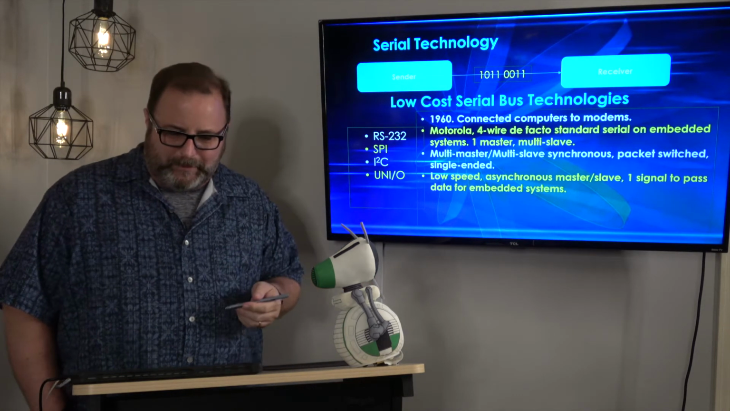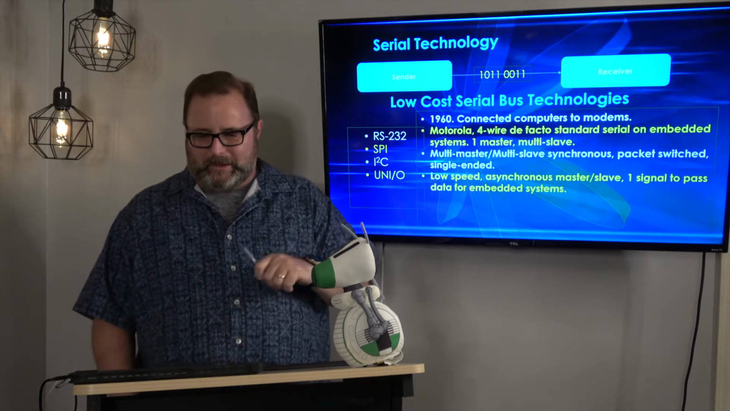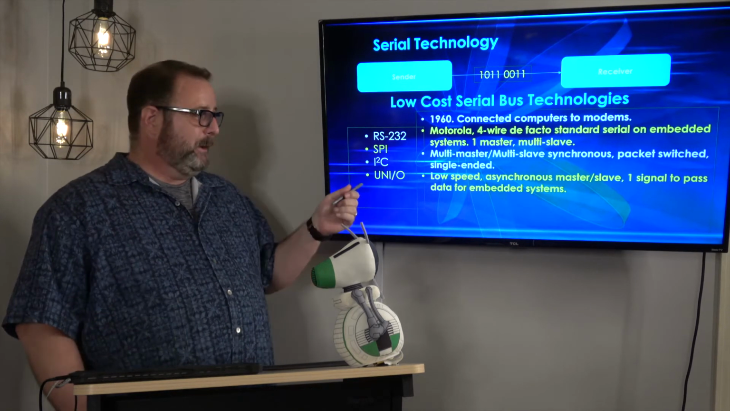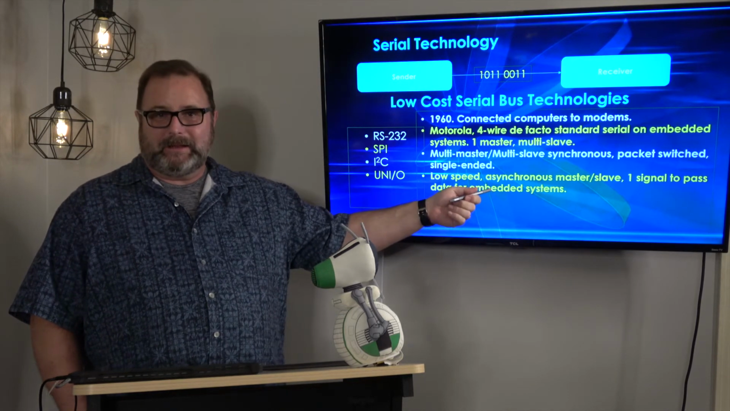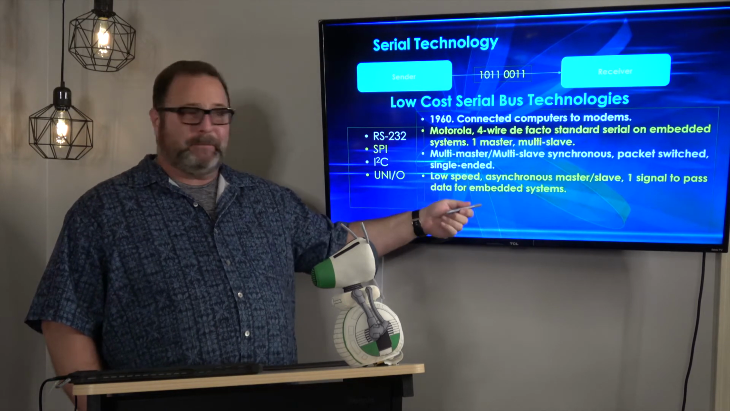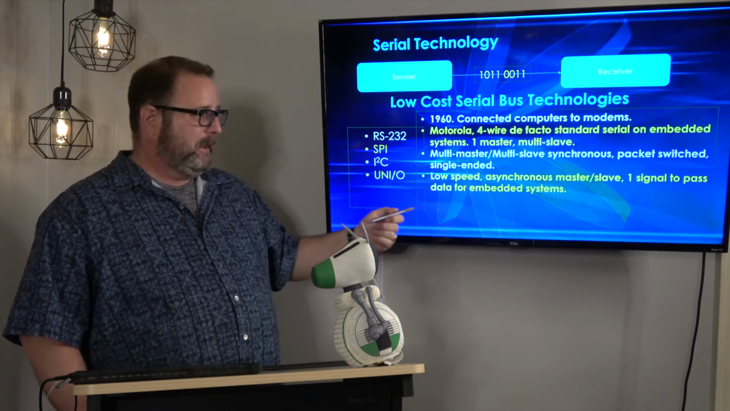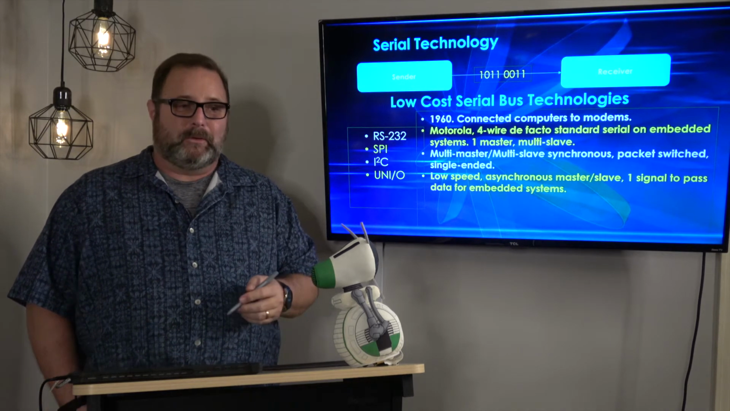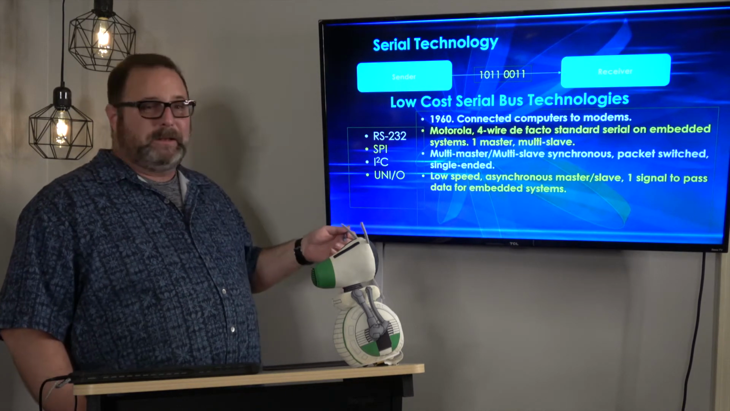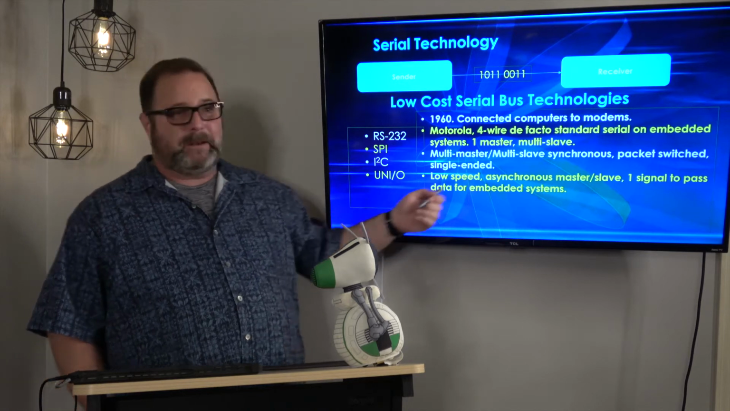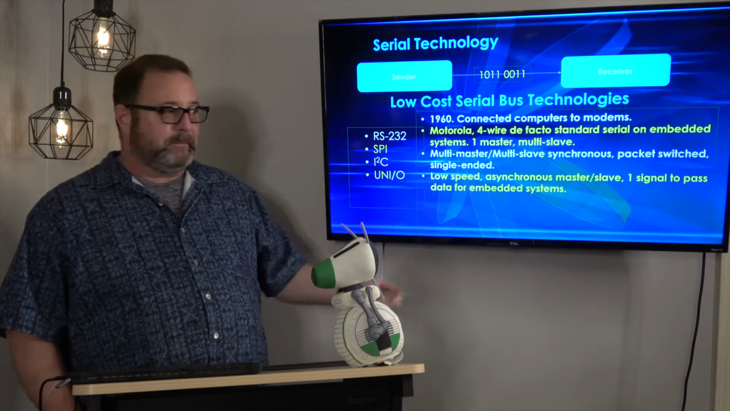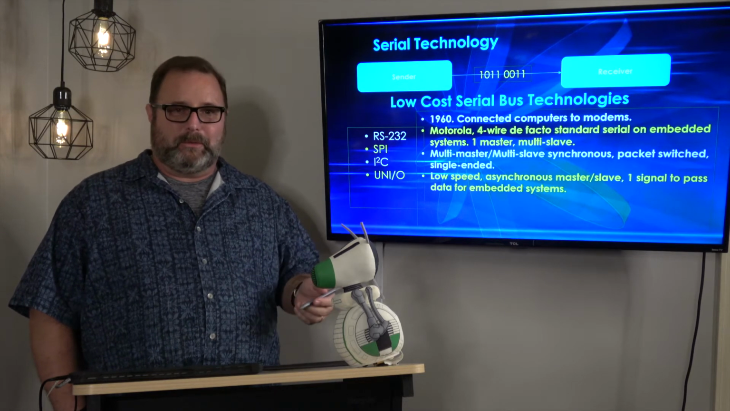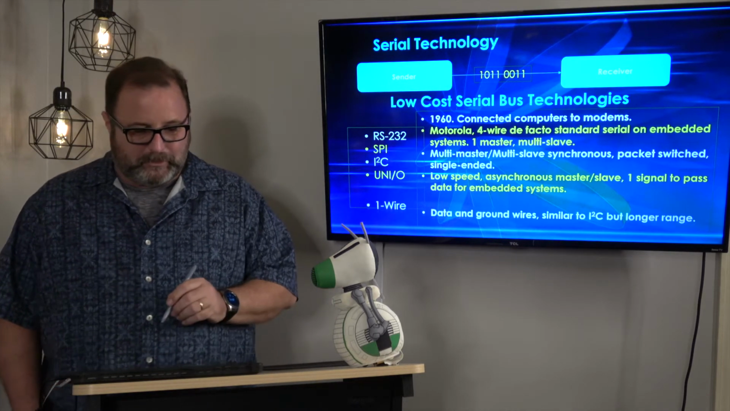And it's a low-speed asynchronous master-slave, and it only uses one signal, okay? But in its simplicity is ease of establishment, ease of maintenance, and it's a very low-cost, low-speed system, okay? So if speed's not a factor and you just need to get information from A to B on an embedded system, it's great, okay? Not a lot of complication to it at all, okay? So you're going to see that.